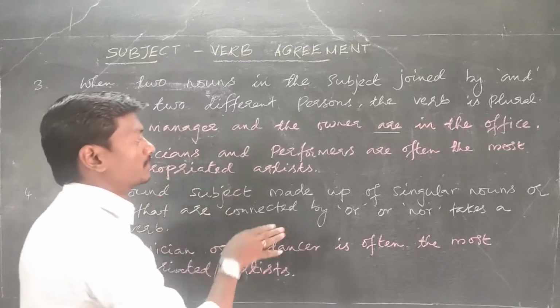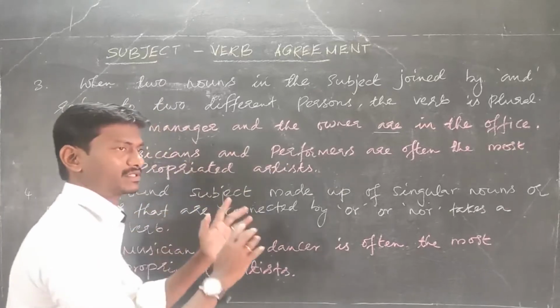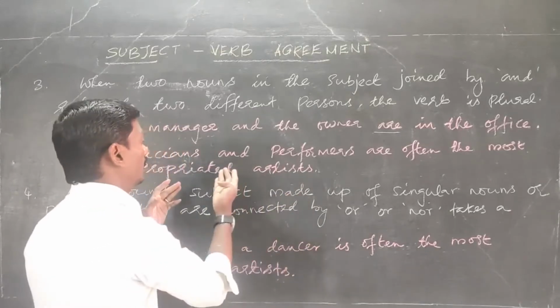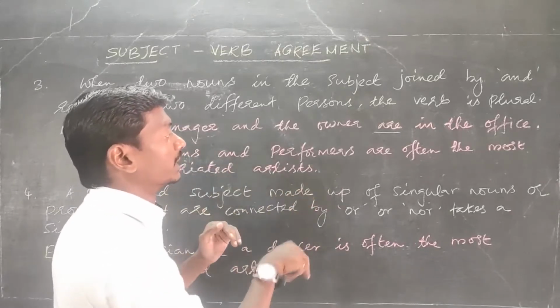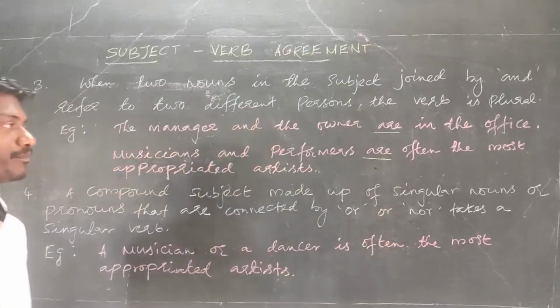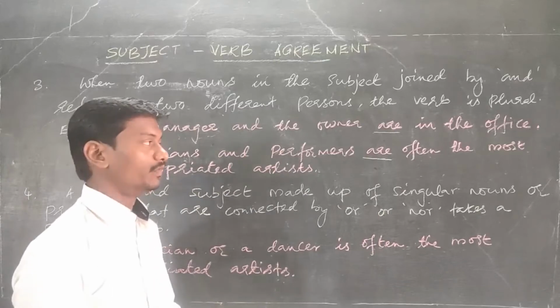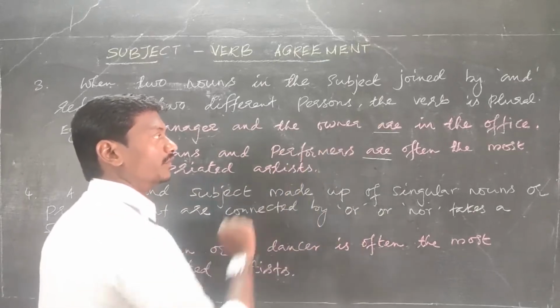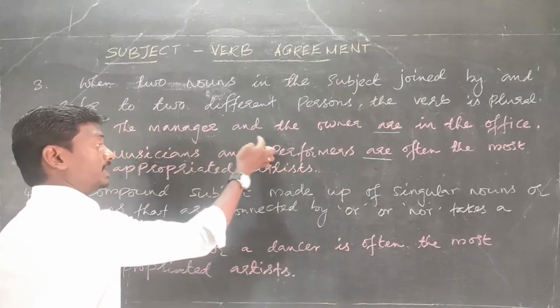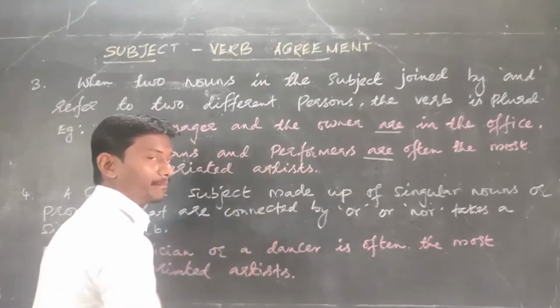Next, musicians and performers. They are different persons. So we have written here are, the plural form. When the same person comes, we have to write a singular verb. But when different persons come, we have to write the plural form.